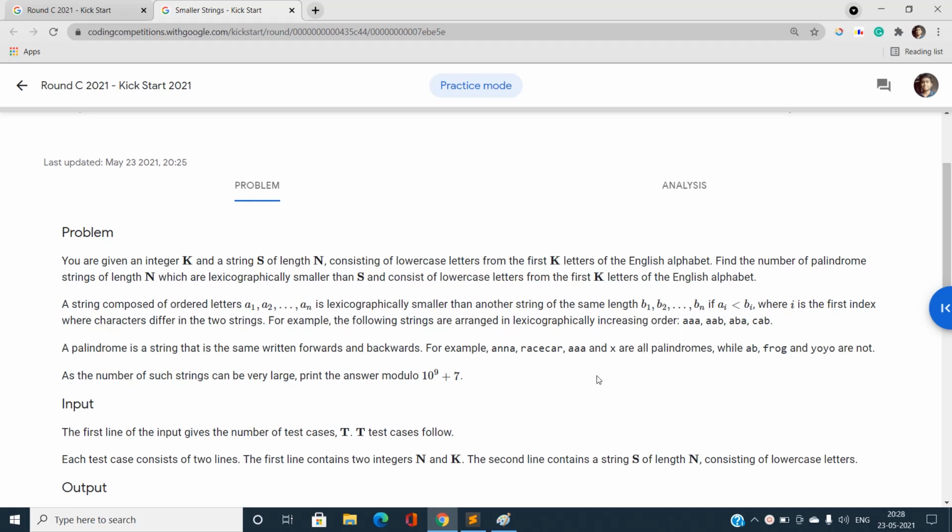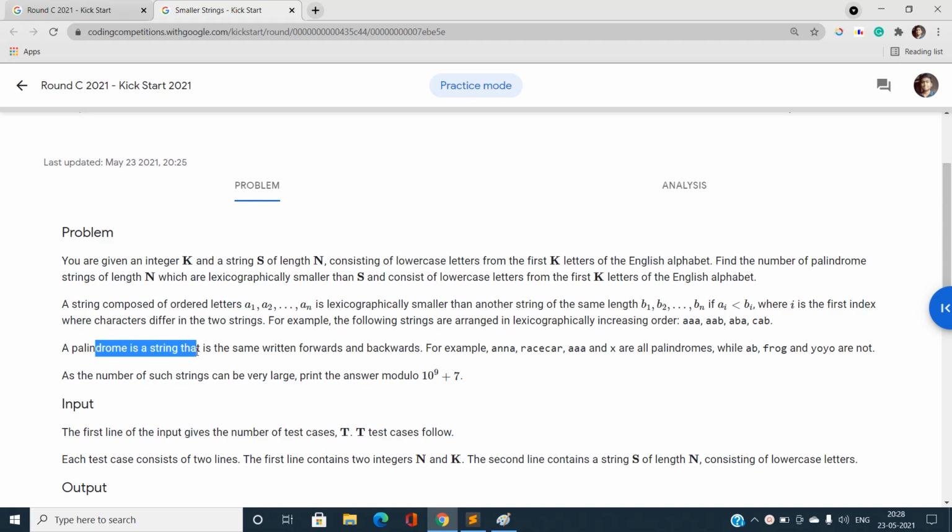Basically, we need to construct a palindrome string such that it is lexicographically smaller than the given string s. Note that we can make many such strings. If you don't understand this till now, no need to worry. I am just explaining the problem statement, and then I will explain this with the help of examples. Then we will together build up the solution for this problem.